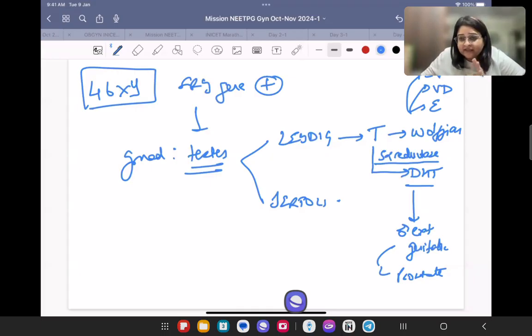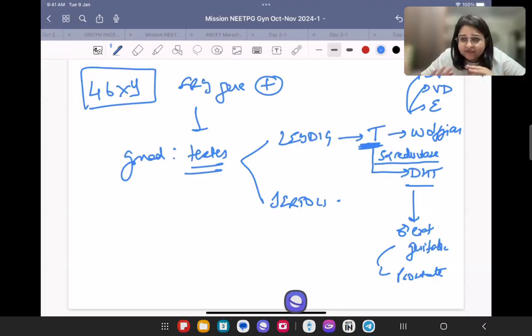Himanshu, you are right, but we're talking about the embryo. So remember, these testosterone levels rise at two times in an individual. One is during embryonal development.